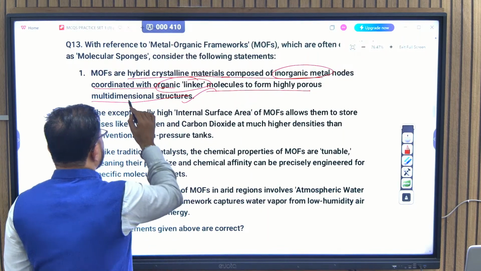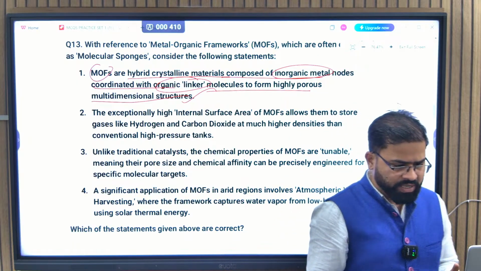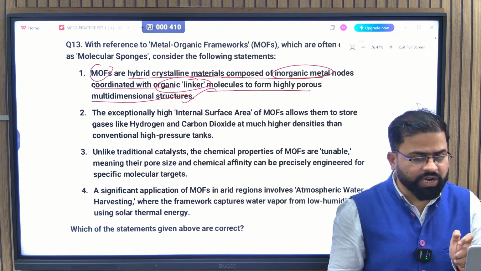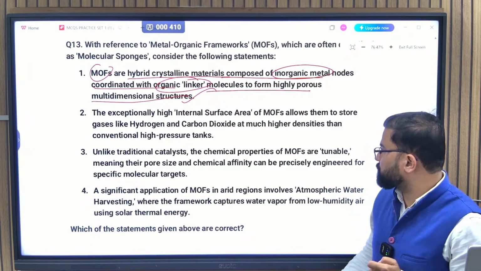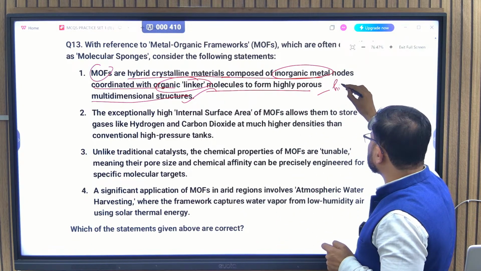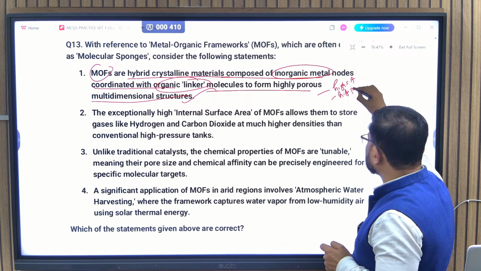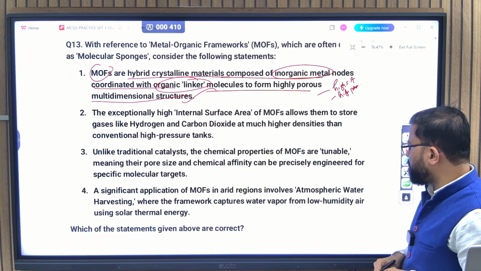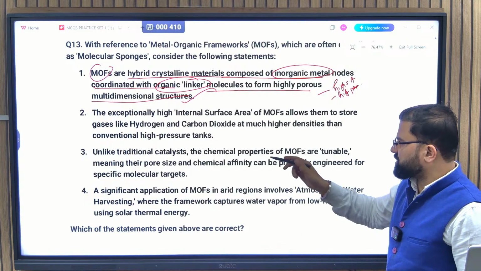Okay. Now, when you talk about MOF, one of the exceptional characteristics is, first, high surface area, and the second, high porosity. Porosity means they can absorb gases. So with this, we see the exceptional high internal surface area of MOF allows them to store gases like hydrogen and carbon dioxide at much higher densities than conventional high pressure tanks. True.